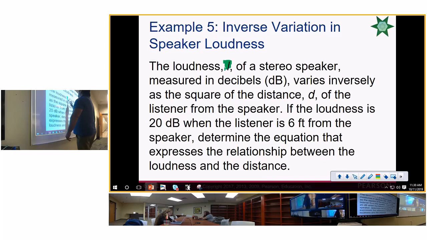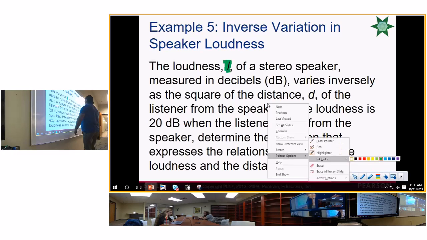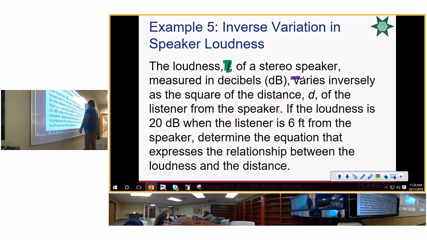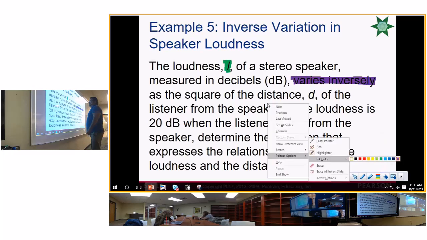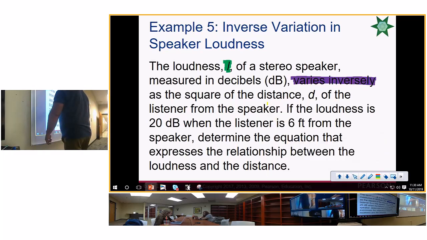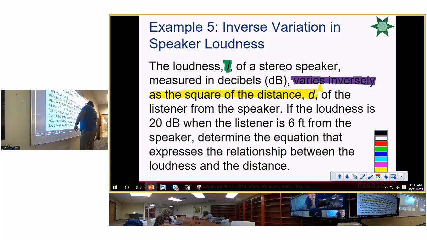L varies inversely, so I'm going to color that. Let's use our magenta that really is not magenta, it's purple. And then yellow, LSU colors. The square of the distance. And there's that square again, which means that I'm going to take my exponent and put it right there.